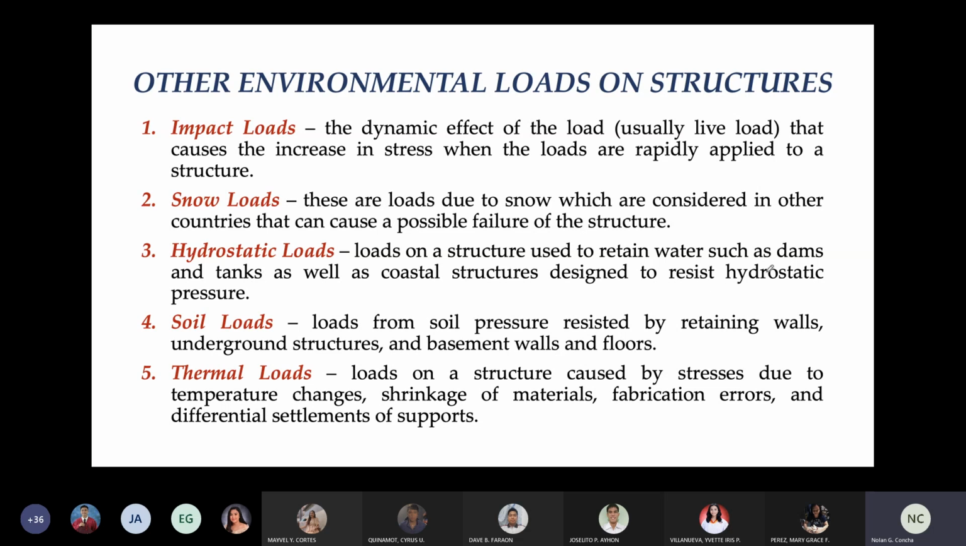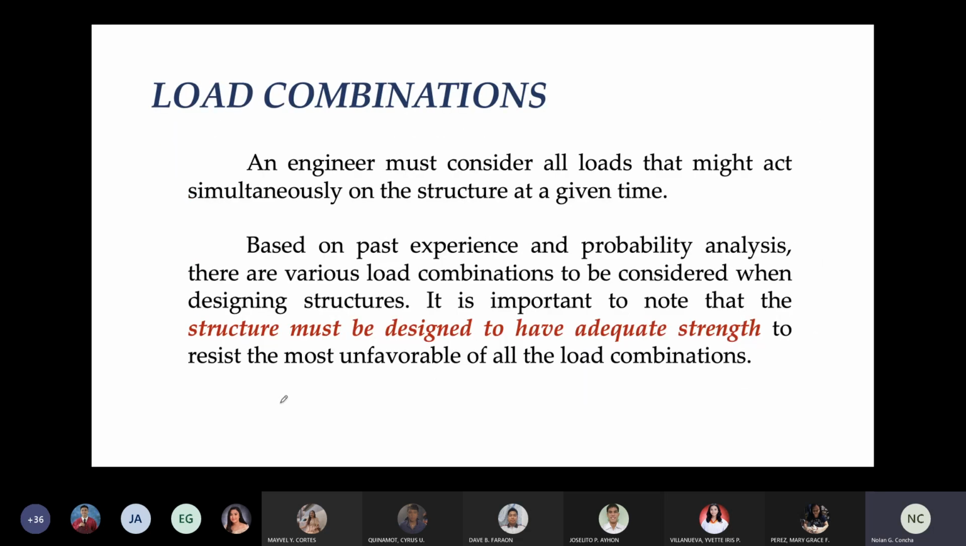Hydrostatic, ito naman yung mga sa tank, dams, that is imposed by water or any fluid. And then soil, geotechnical loads, pressure exerted by the soil, and then thermal loads due to change in temperature. So pwedeng mag-cause siya ng expansion or contraction ng members that again will develop internal stresses or internal loading to the member. So these are the different types of loads.